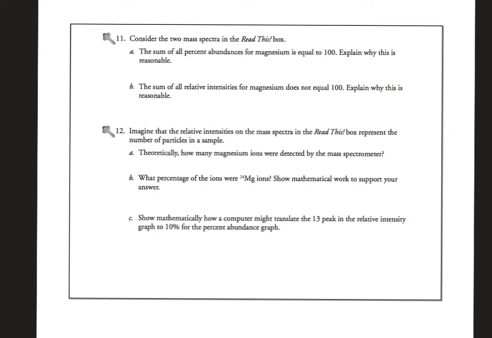Okay, and then theoretically, how many magnesium ions were detected? We already added that up, 127. And then this is just finding the percentages. So 100 were magnesium-24 out of the total 127, times 100. That's how we got the 79%. Same thing with the 13 peak. So 13 out of 127 is how we got the 10% for the magnesium-25.